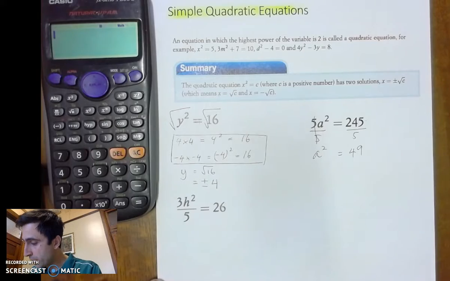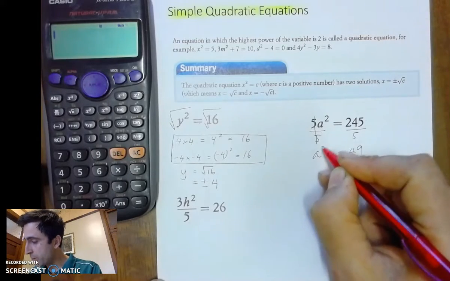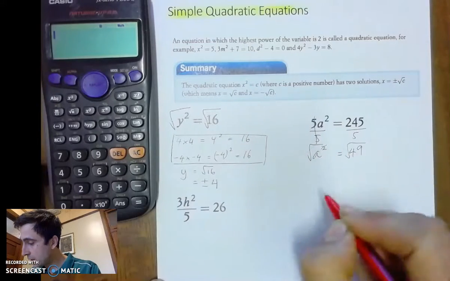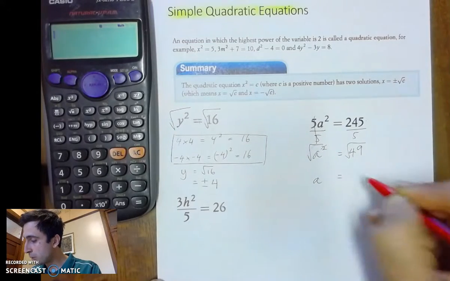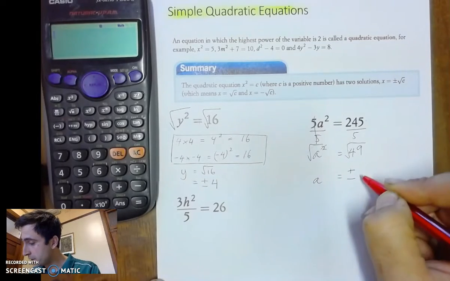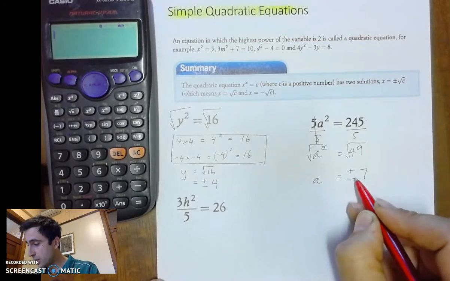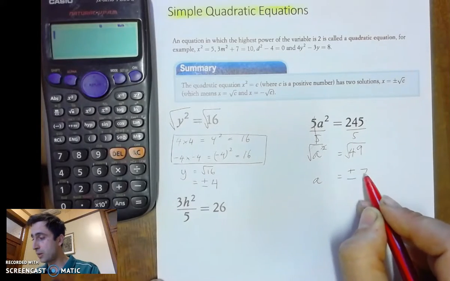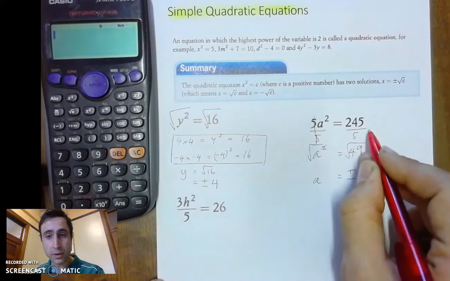And now we know, well, how do we get rid of the squared? Well, we square root both sides. So that cancels that out. a is plus minus the square root of 49, which is 7. Because minus 7 squared times 5 will equal that. Also positive 7 squared times 5 will equal that.